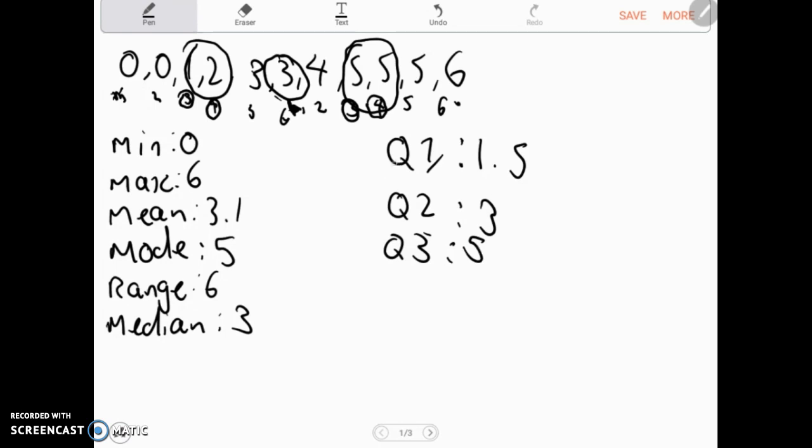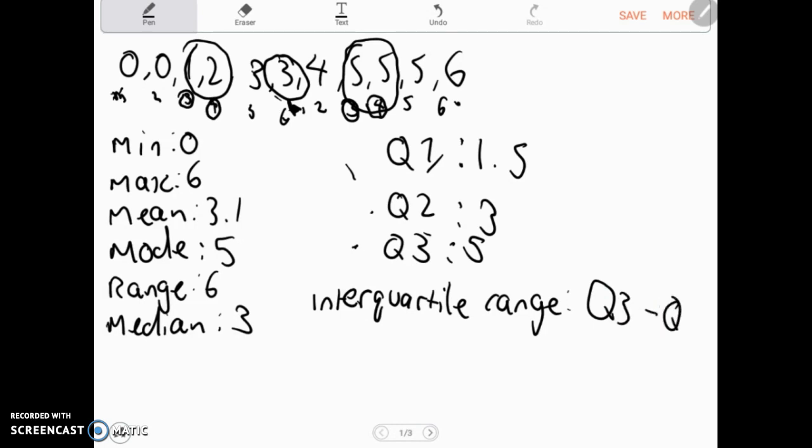Okay? So Q1, Q2, and Q3. Now, these are really useful data to have, because you need to find something called the interquartile range. I'm just going to write that down. Interquartile range. And the interquartile range is really important to do with something that I'm going to get into in my next video. But for now, the interquartile range is just the difference between Q3 and Q1. So it's Q3 take away Q1.